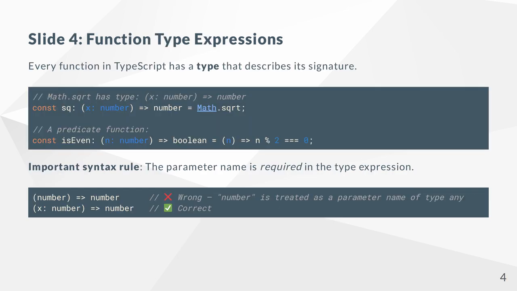Every function in TypeScript has a type that describes its signature. Math.sqrt has type: a function from number to number. We write this with an arrow in the type: (x: number) => number. There is an important syntax rule. The parameter name is required inside the type expression. Writing just number => number is wrong. TypeScript treats the bare number as a parameter name of type any, not as the type itself.